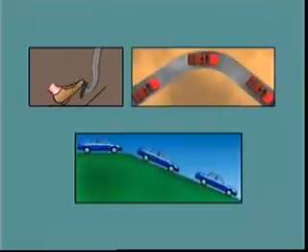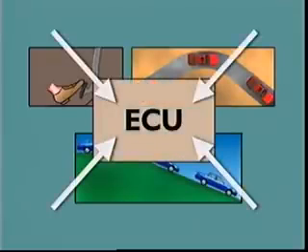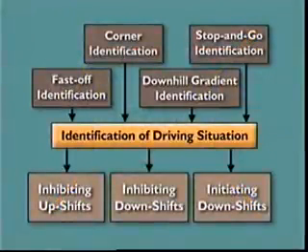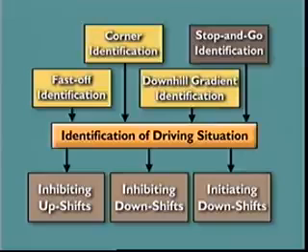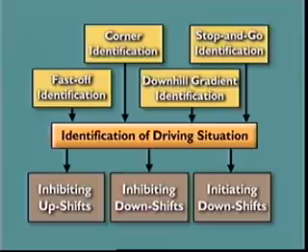But in some situations, as when the brakes are applied, when cornering, or descending gradients, unwanted gear shifts may occur. If additional inputs are used to determine these circumstances, then an optimum ratio can be selected. 4 special functions are provided: fast-off identification, downhill gradient identification, corner identification, and stop and go identification.